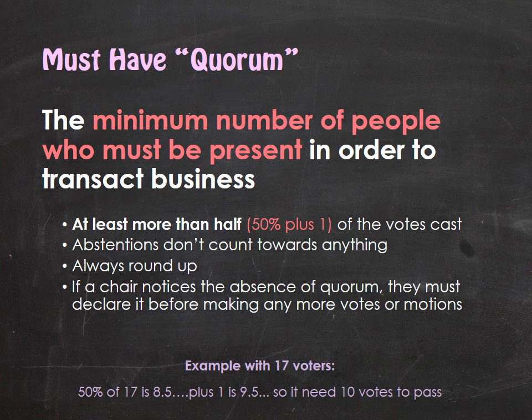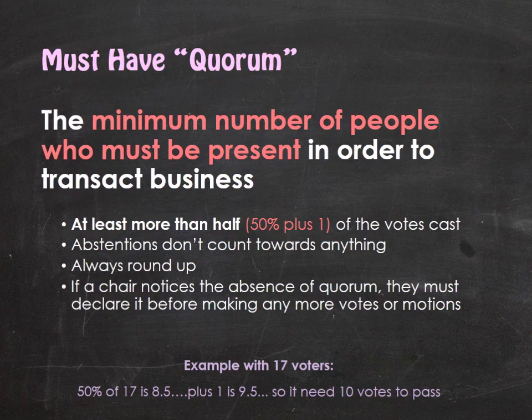Let's save a little time here and go quickly over the concept of quorum. For more information, go back and listen to the executive board's presentation. Basically, you need to make sure you have enough people present to vote, and then everything is a majority rules. So that's 50% of the voting members plus one. And remember to round up.